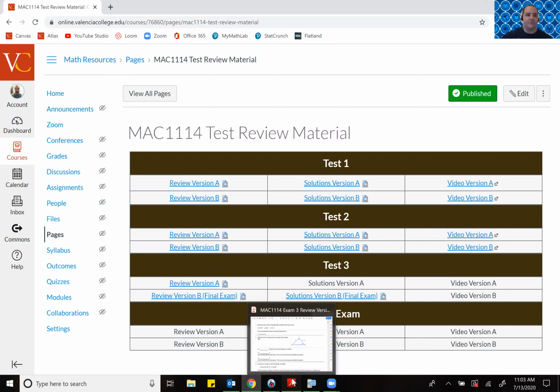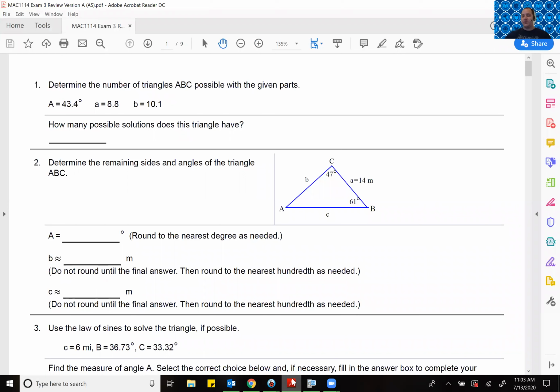So let's talk about chapter 11. It pretty much goes in order. So this first piece is coming from 11.1, which is all about law of sines. Now remember, in law of sines, you have to be careful because you have to know about the ambiguous case, okay? So we've got this capital A that is 43.4 degrees. We've got this lowercase a that is 8.8.